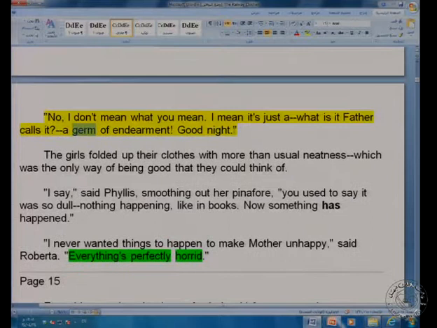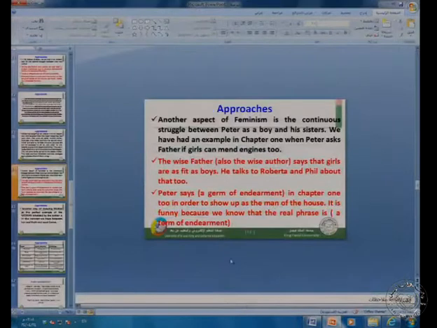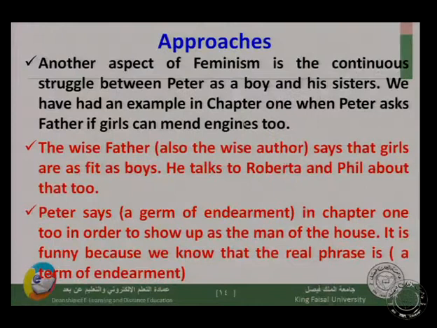Now, I don't mean what you mean. I mean it's just, what is it father calls it? A germ of endearment. And then, good night. Showing himself to be manly, to be a man like his father. Germ, of course, here means term. It's a word of endearment. It's one way of showing you that you are dear to me. Do you understand? So, but as a boy, he doesn't remember the word term, so he says germ. Germ is not the right word, of course, in chapter 1. In order to show up as the man of the house. It is funny because we know that the real phrase is a term of endearment.